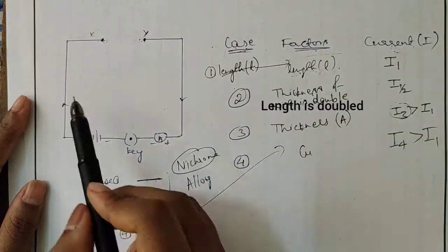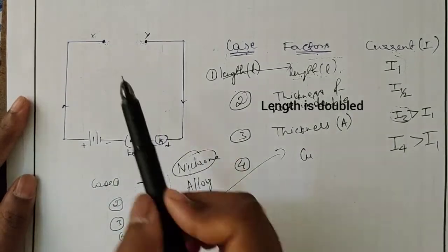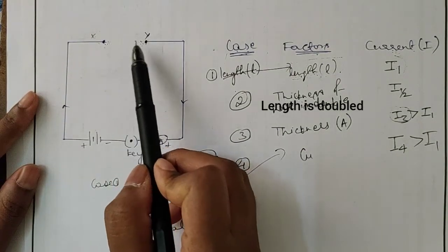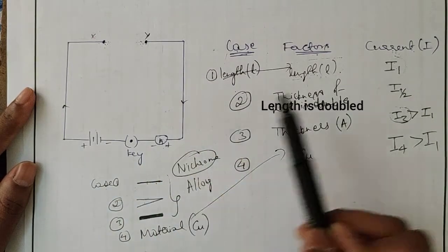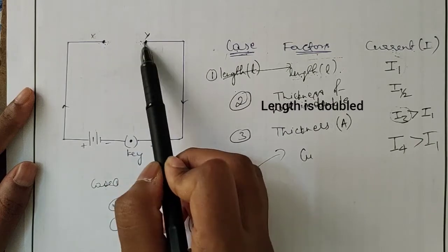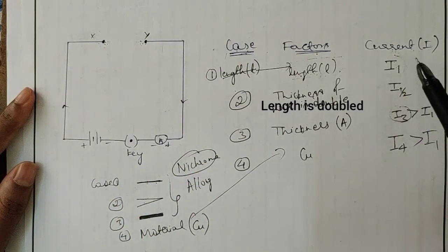Once again I'll repeat. This is an electric circuit diagram which contains two terminals. In the first case, I took nichrome wire with some particular length. Then I took the reading in the ammeter and got one value. In the second case, I doubled the length of the first case and I got half of the value from the first reading.